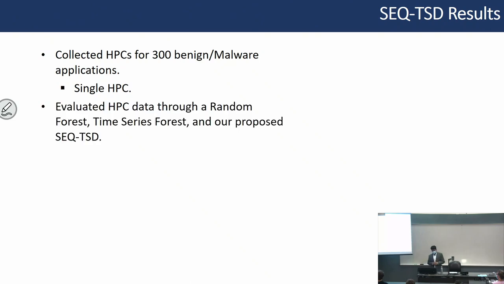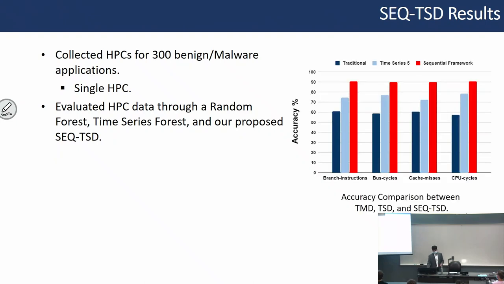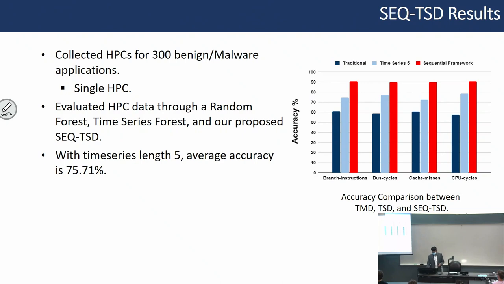We use the random forest classifier because that is the best machine learning classifier we just learned a few slides ago. We use time series forest, which is a traditional statistical time series analysis version of random forest. And we proposed our SecTFT. So these are our results. As you can see, initially with only one HPC, the accuracy was 60%, which is really bad, because 50% accuracy means a random guess, whether a program is benign or a malware, right? 60% is really bad because this is just a single HPC.